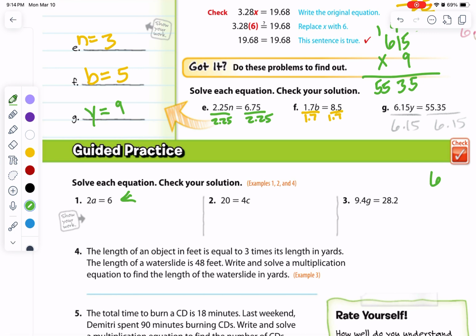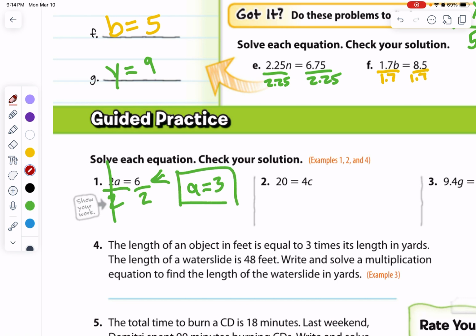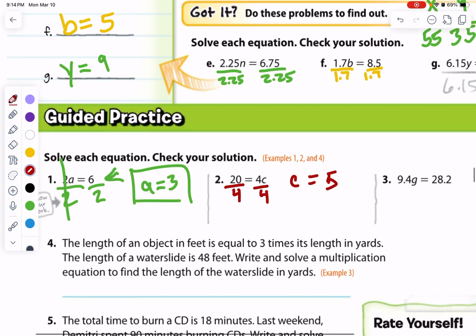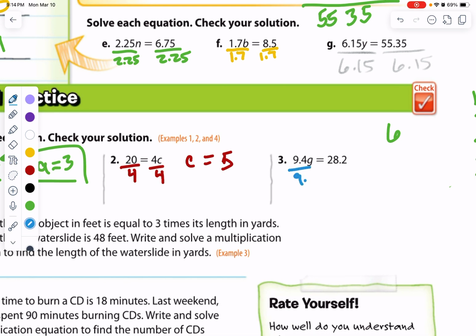How about you guys? Okay, divide by the coefficient. All fractions are division, right? Divide by the coefficient. A equals 6 divided by 2 is 3. All right, divide by the coefficient. C equals 20 divided by 4, which is 5. Okay, divide by the coefficient. Oh, we're going to set this one up.